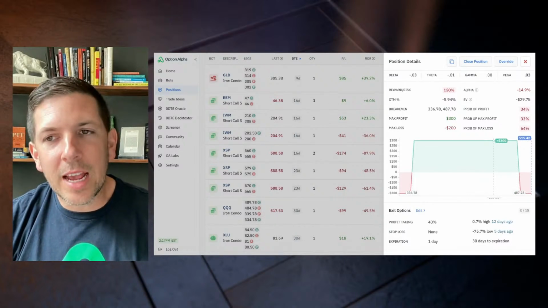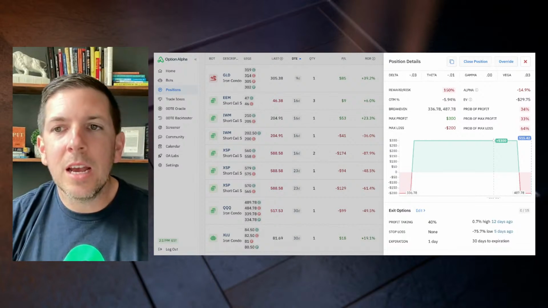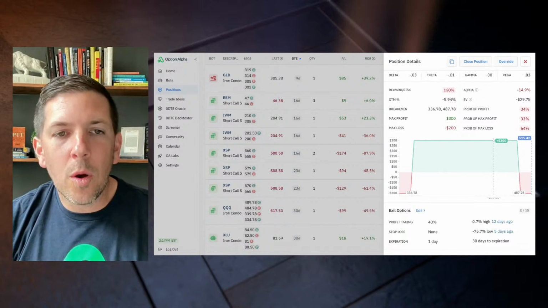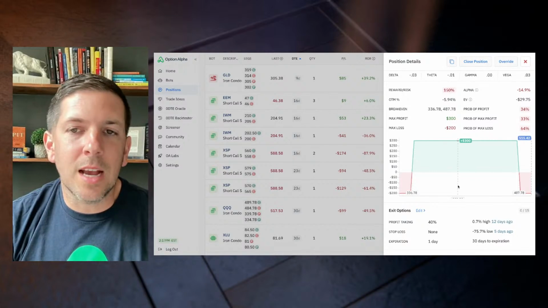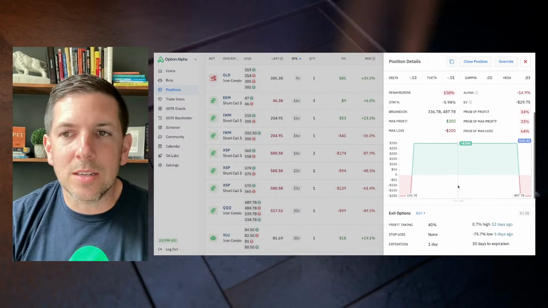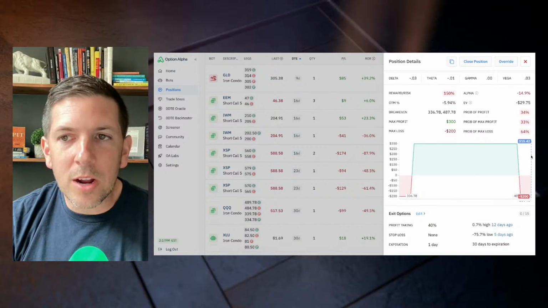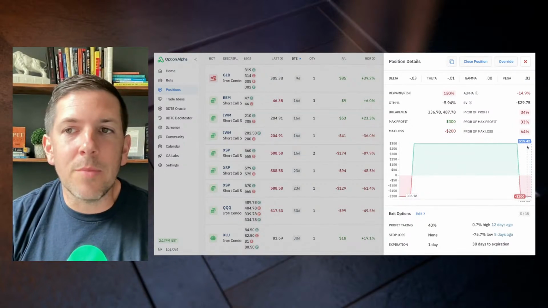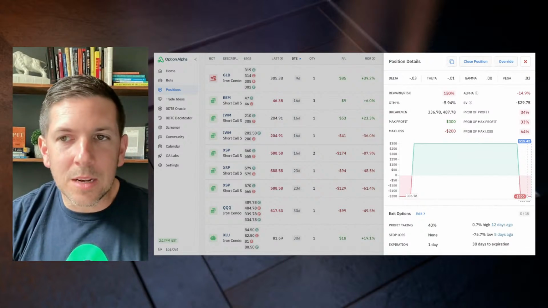However, with 30 days until expiration, there's no chance that this gets assigned early, because they would forgo so much extrinsic value in those contracts. It's just not worth it for them to actually exercise those contracts early. So even though it's really far in the money, even though there's maybe a chance that it stays all the way out here in the money, there's no chance it's going to be assigned early.